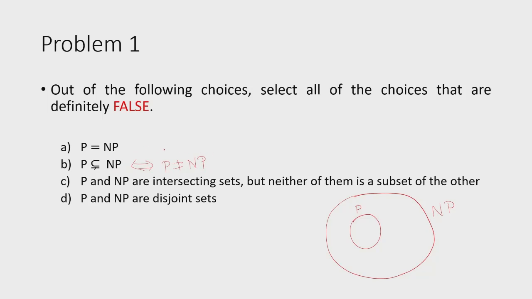Which is also an open problem. So proving that P is either equal to NP or not equal to NP are open problems, and we cannot say for sure that A and B are false. However, let's look at the third option. P and NP are intersecting sets, which is true because P is contained in NP, so P and NP do intersect. But neither of them is a subset of the other. This is not true, because we know that P is a subset of NP. Is this okay?